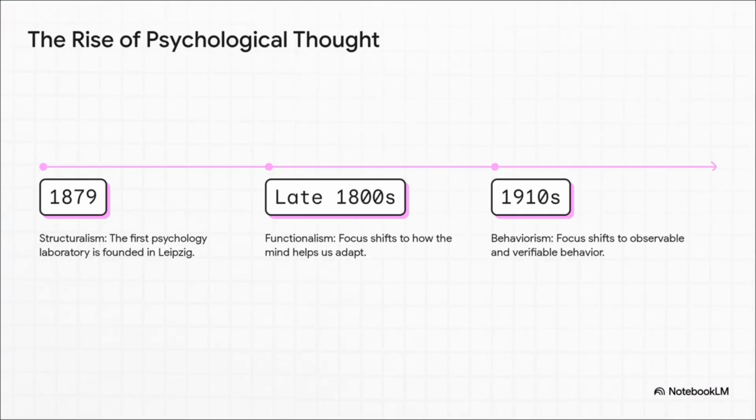Our story really kicks off in 1879 in Leipzig, Germany, with the very first psychology lab. This was the birth of structuralism. But it wasn't long before it was challenged by functionalism, which in turn was challenged by the super radical ideas of behaviorism in the early 20th century. This whole progression of ideas, this clash, is the diversity of thought they're asking about.